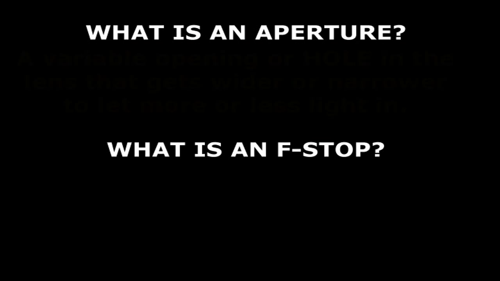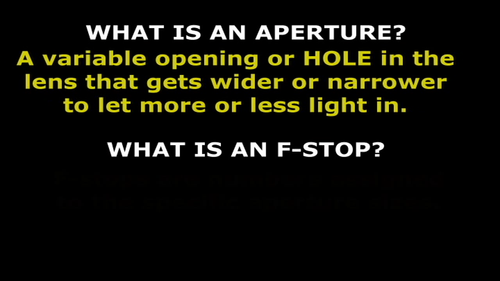Now, the next two important concepts to learn when it comes to exposure control are that of aperture and f-stop. An aperture is a variable opening or hole in the lens that gets wider or narrower to let more or less light in.